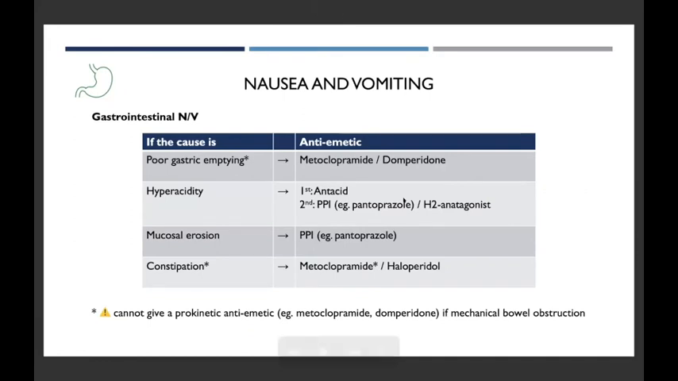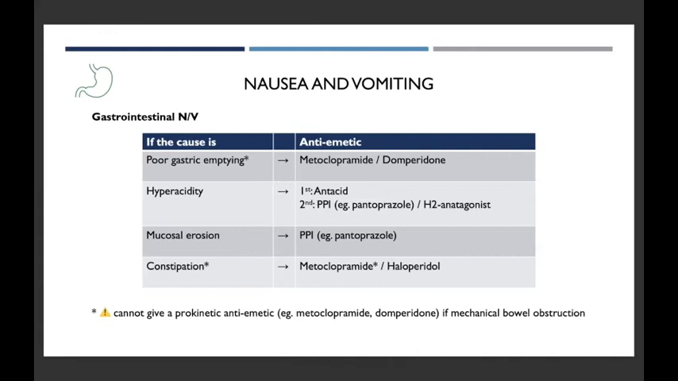Regarding gastrointestinal nausea and vomiting, if it's because there's poor gastric emptying, we can give a prokinetic to try and empty it, so metoclopramide or domperidone. If it's due to hyperacidity, we can start off with a simple antacid, such as over the counter. Then we can go to a proton pump inhibitor, such as pantoprazole, or a histamine receptor antagonist. In terms of mucosal erosion, typically from NSAID usage, we can reduce the acidity there as well with a proton pump inhibitor.